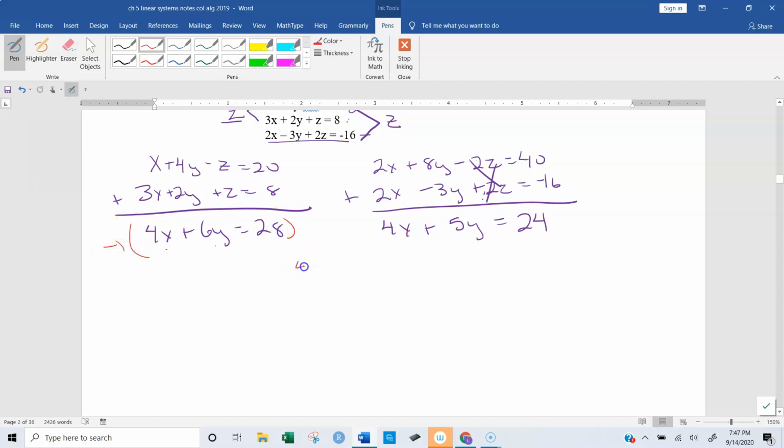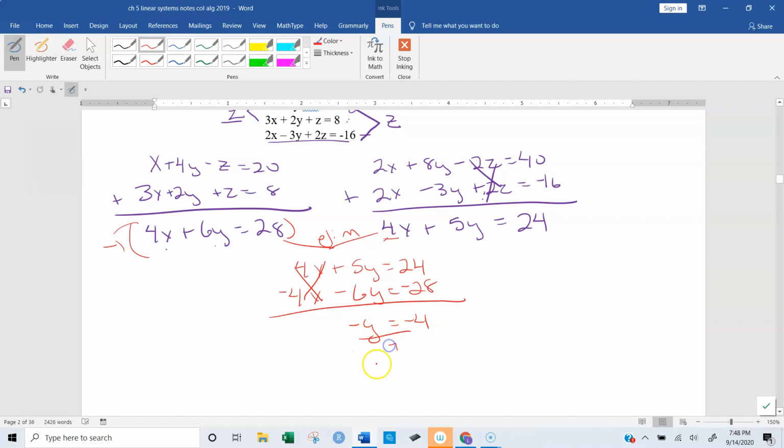All right, so the 4x plus 5y equals 24 stays the same. I'm not changing this one. Okay, I'm going to multiply through by a negative 4 and write him down. So minus 4x minus 6y equals a negative 28. All right, I have opposite coefficients, so we're combining these two and we're eliminating again. The x's go away. I have a negative y equals a negative 4 divided by a negative 1, so y equals 4. I have found my first variable.